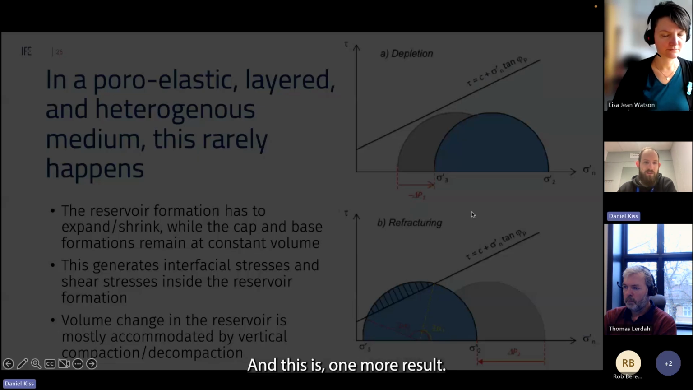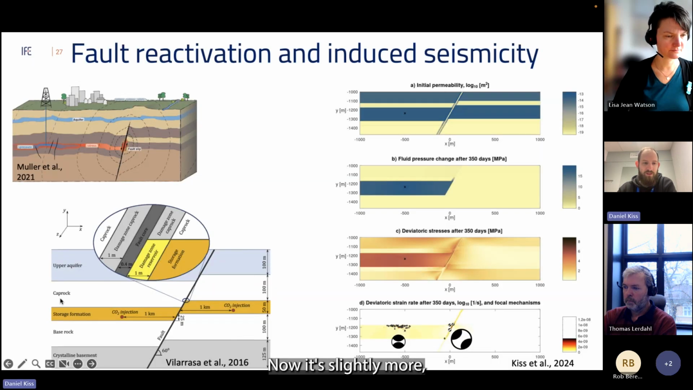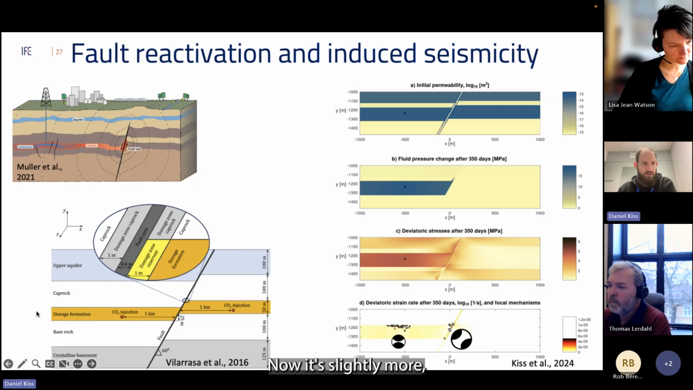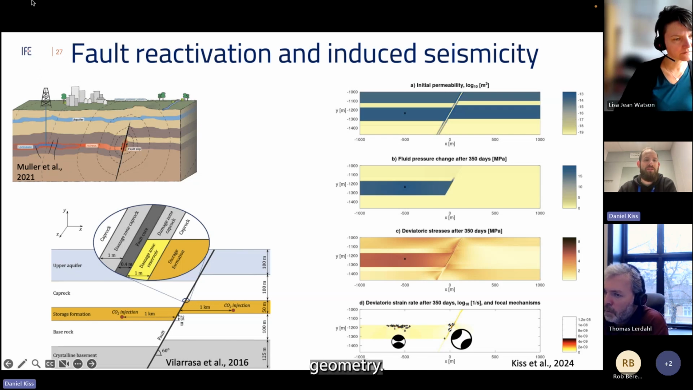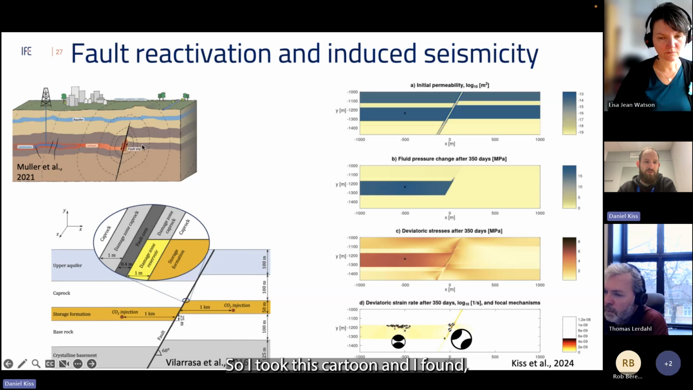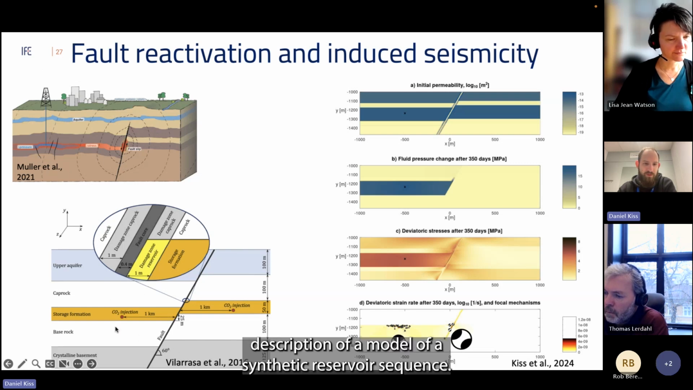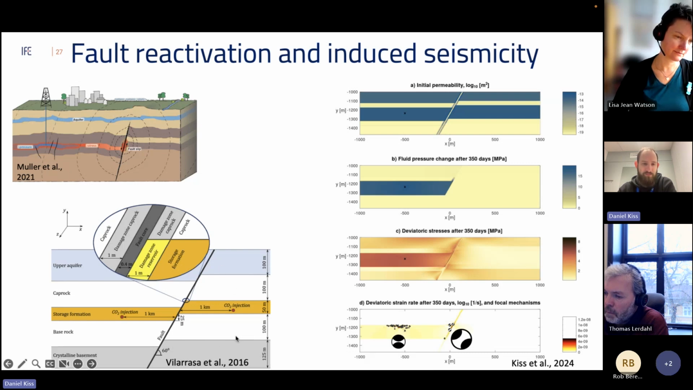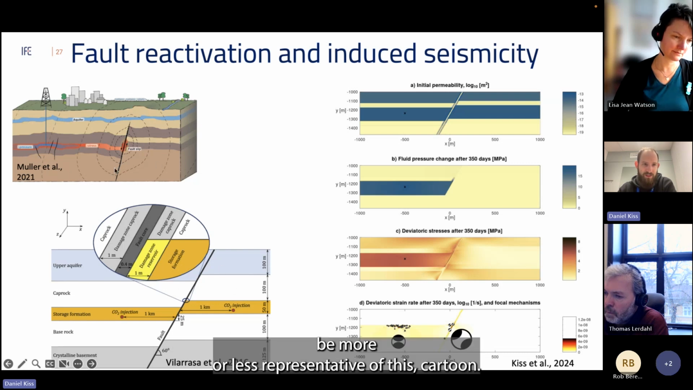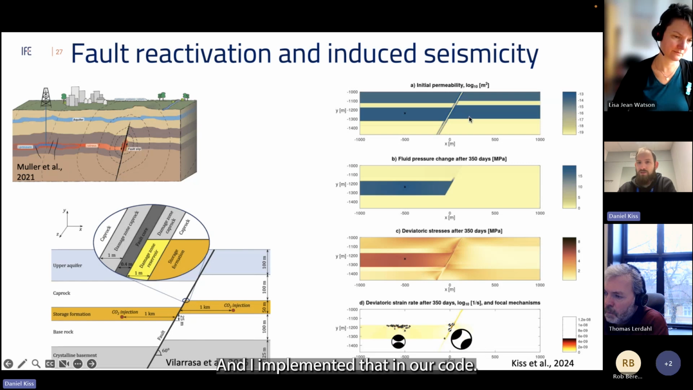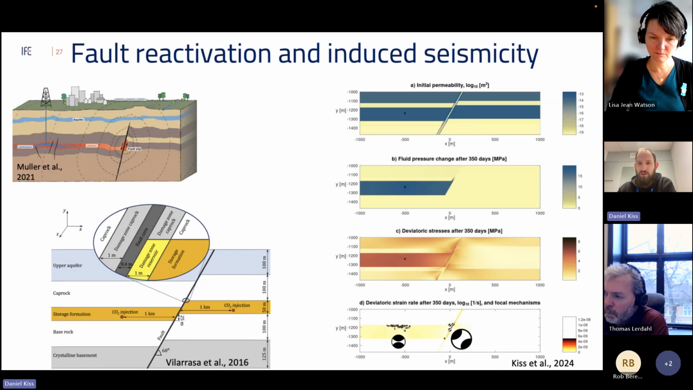This is one more result. Now it's a slightly more complex geometry. So I took this cartoon and I found a description of a model of a synthetic reservoir sequence, which would be more or less representative of this cartoon. And I implemented that in our code. And here I just show you the final image.